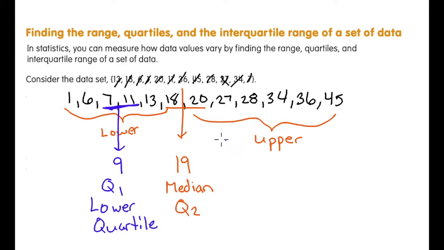Looking at our upper half, there is another set of 6 numbers here. It's between 28 and 34 that would be our 3rd and 4th numbers. When we add up 28 and 34, that gives us 62. 62 divided by 2 is 31. So our upper quartile, or quartile 3, is 31.